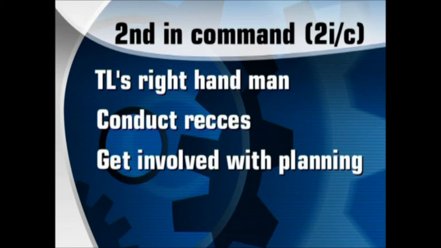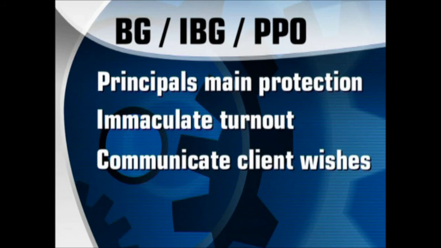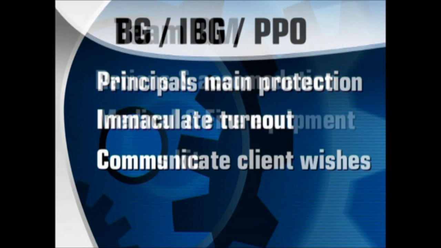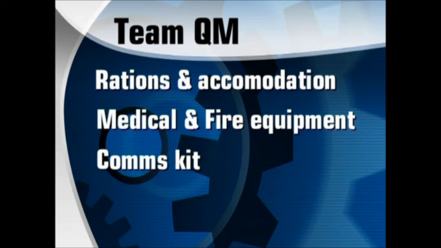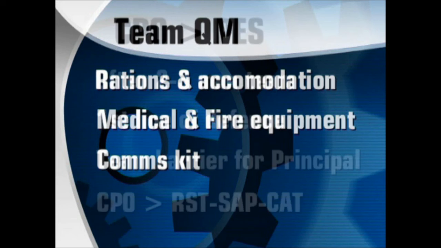2IC is the TL's right hand man. He conducts recces and gets involved with planning. As a bodyguard, you are the principal's main protection, must be immaculately turned out and communicate the client's wishes. As a team QM, you're responsible for food and rations and the accommodation, medical and fire equipment and communications equipment.